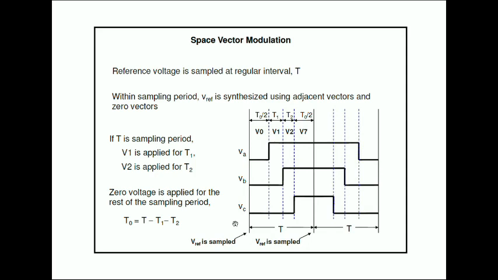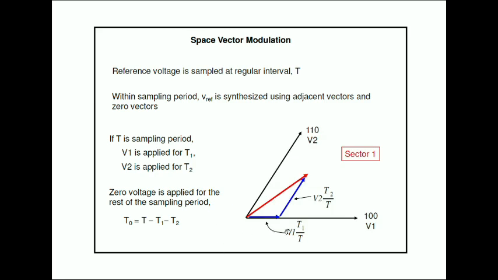Let it be the regular interval time T, and this is another regular interval T. See here, for this we have V0, V1, V2 and V7, where V1 and V2 are our vectors in that sector, and V0 and V7 are zero vectors. What we said previously is that V1 and V2 are active for time periods T1 and T2, and V2 means 110 and V1 is 100.